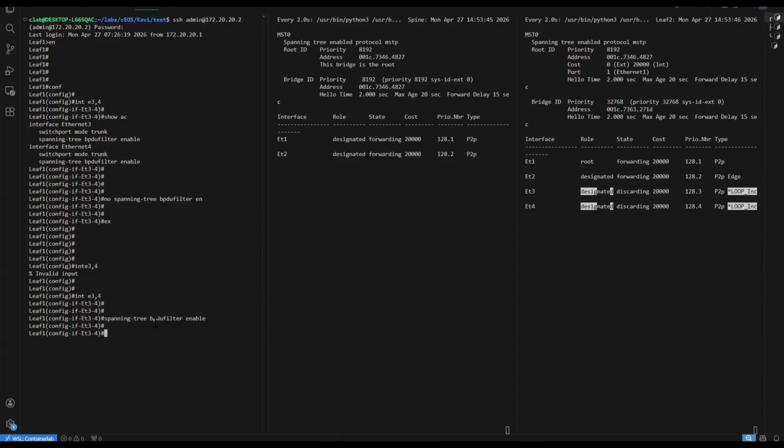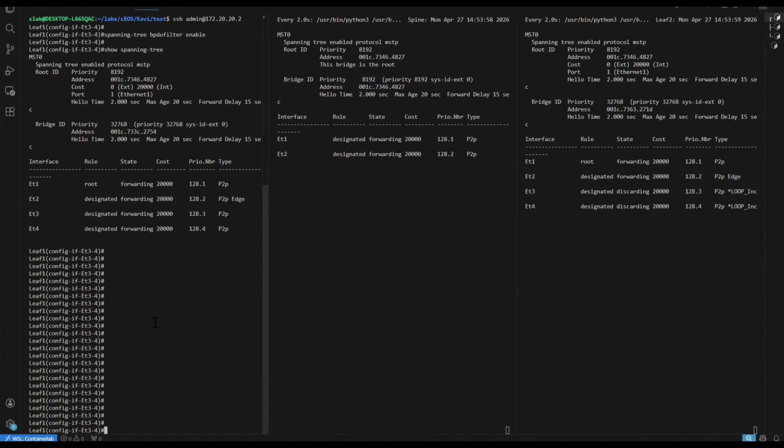Now BPDU filter is enabled. If you look at the subtle difference in spanning tree: without loop guard, both sides were designated and forwarding. But if you look here carefully, it is designated and discarding, and it's in loop inconsistent state. So spanning tree has detected a loop. When I configured just BPDU filter without loop guard in the previous test case, it created a loop. Now with loop guard enabled, spanning tree has identified that loop and is discarding. It has put ET3 and ET4 as discarding, and the state is loop inconsistent.